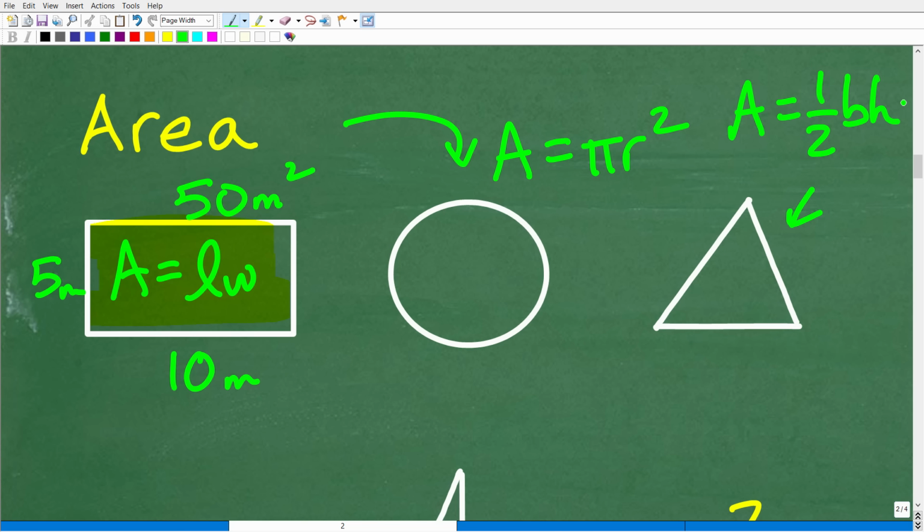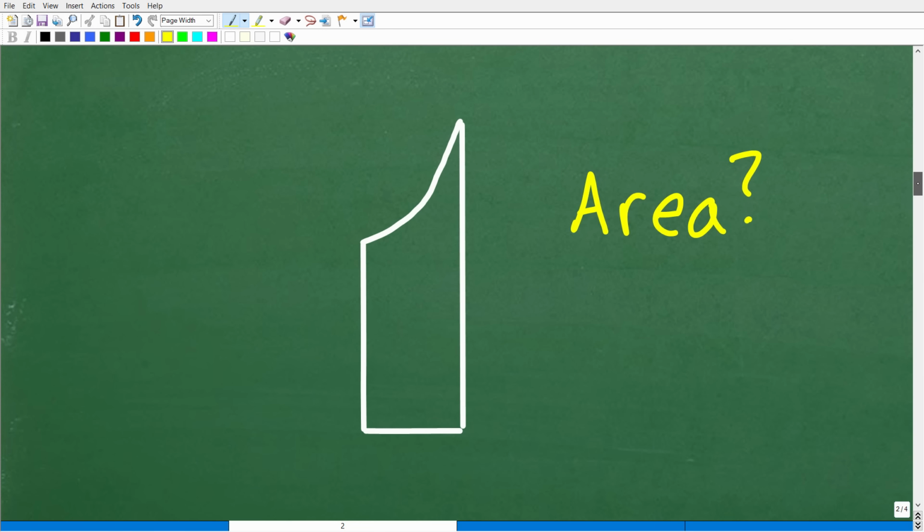So some of you might be saying, well, hey, Mr. YouTube Math Man, I can find the area of anything as long as I have the formula. Well, that's pretty good logic. Unfortunately, that's not the case, because what if we had this crazy looking figure right here?